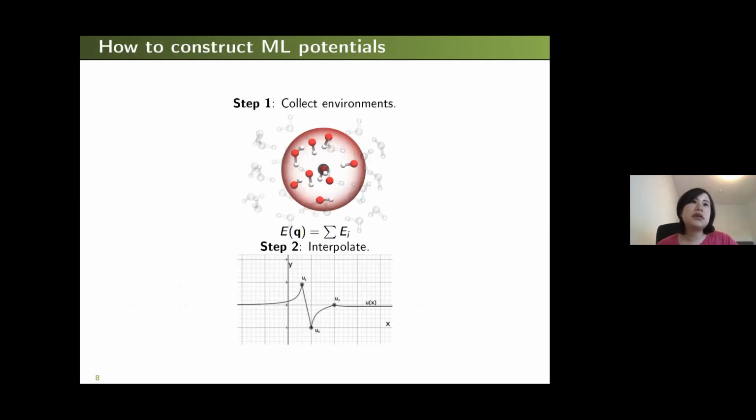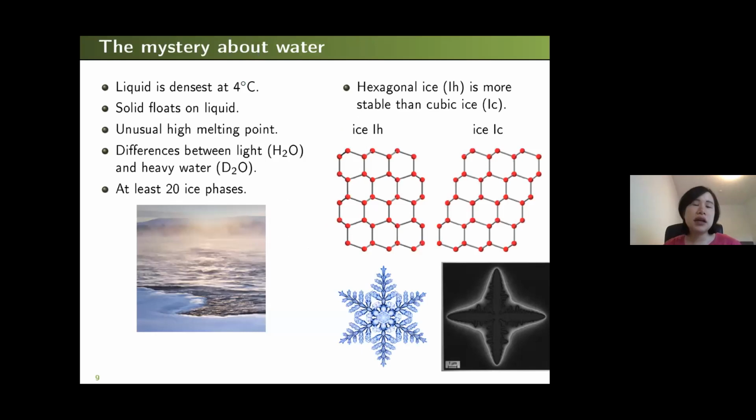So to summarize a bit, constructing the machine learning potential follows a simple two-step procedure. First, we collect a bunch of relevant atomic environments, and each environment has an atomic energy. The total energy of the system is then expressed as the sum of the atomic energies. Now, the machine learning part really comes in when we do a sophisticated interpolation between the different atomic environments that we have collected. Okay, so with these tools, what kind of predictions are we able to make?